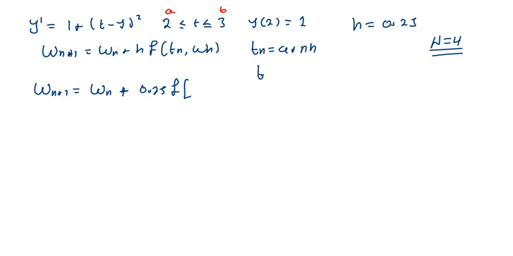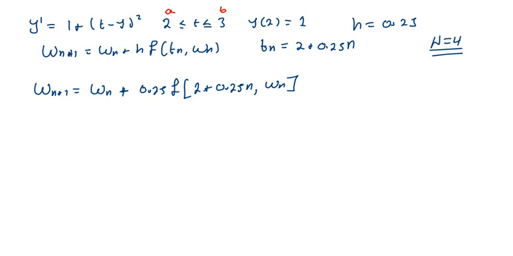So t_n is equal to, what is your a? Your a is 2, plus what is your h? 0.25. Then you put your n there. So that is what t_n is: 2 plus 0.25n. So that's what I place here. That would be 2 plus 0.25n, comma, just w_n the way it is.